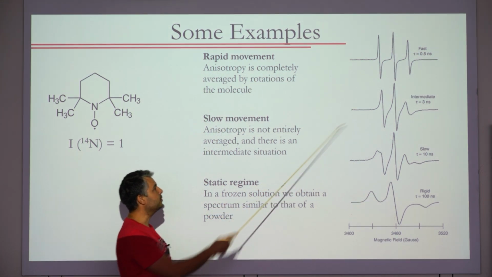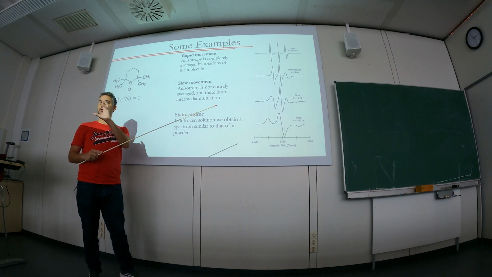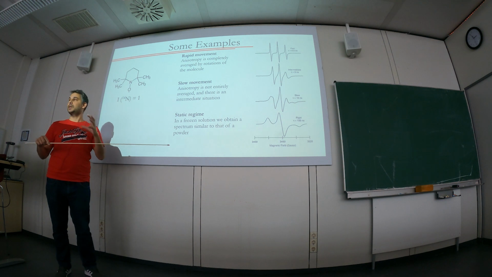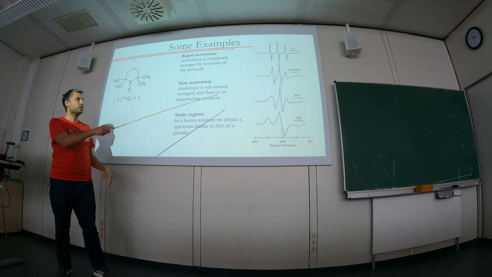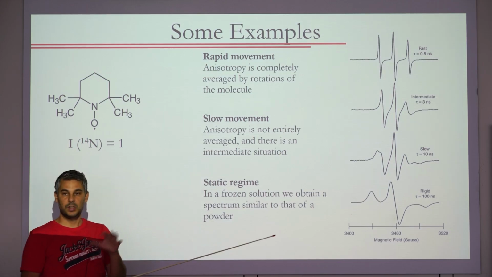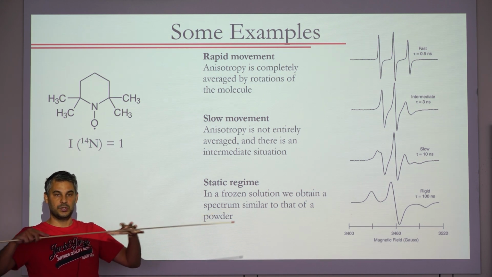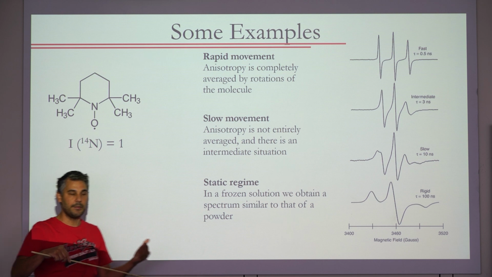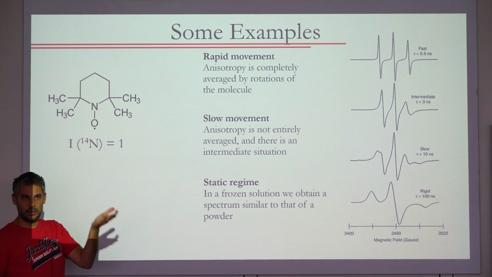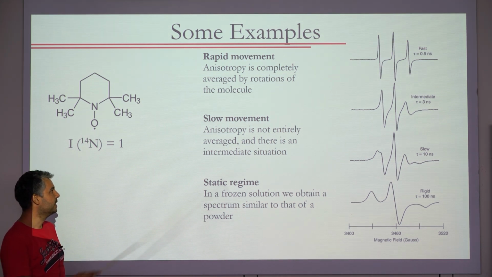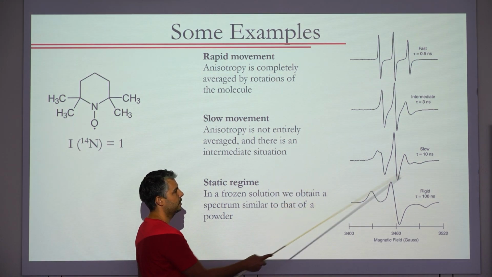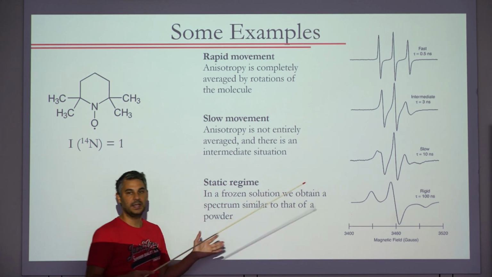When you start to cool down, you start to have viscosity effects. The same happens if you have big molecules. So if you try to measure a copper complex, even at room temperature, it will look like a slow motion regime, because the molecules tend to be large and the anisotropy is so large that it's not completely averaged unless you heat up a little bit. So that is the slow movement regime that has different limiting cases.